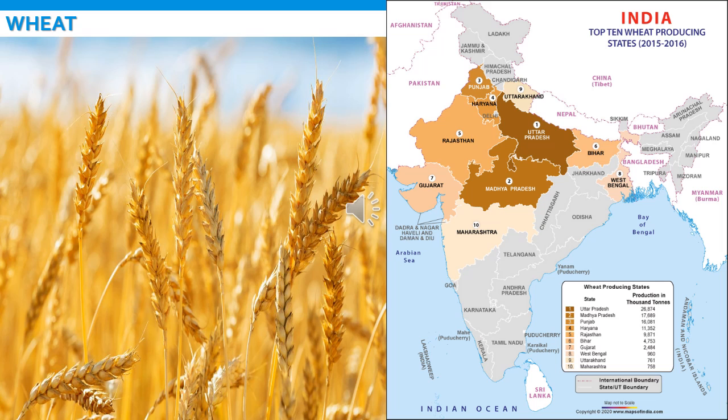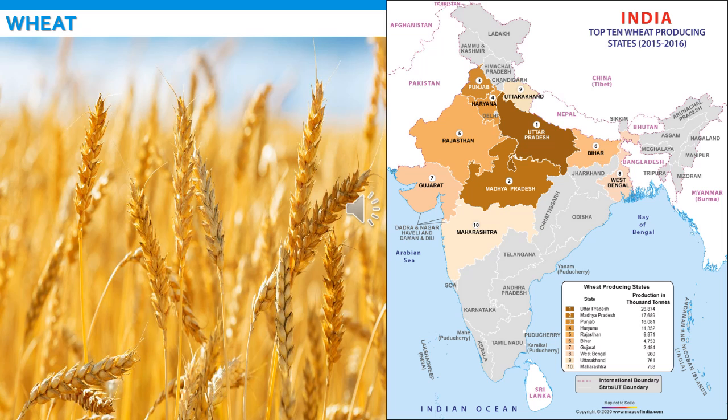It requires 10 to 15 degrees Celsius at the time of sowing and 20 to 25 degrees Celsius at the time of ripening of grains. So wheat requires a climate of 10 to 15 degrees Celsius at the time of sowing the seeds, and at the time of ripening of grains, it requires a temperature of 20 to 25 degrees Celsius.